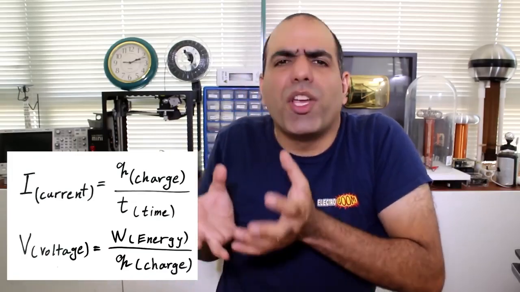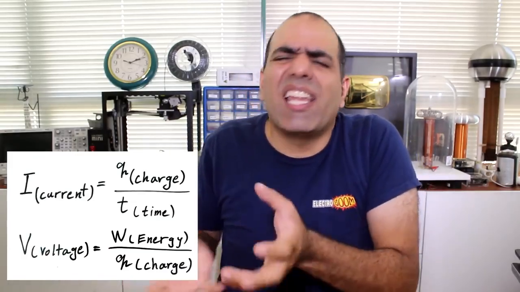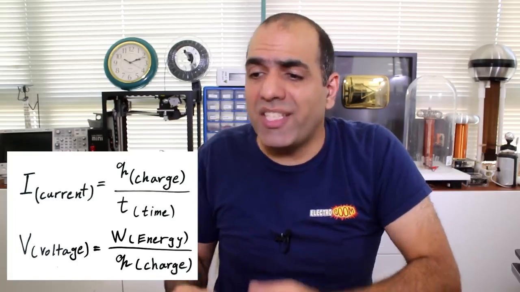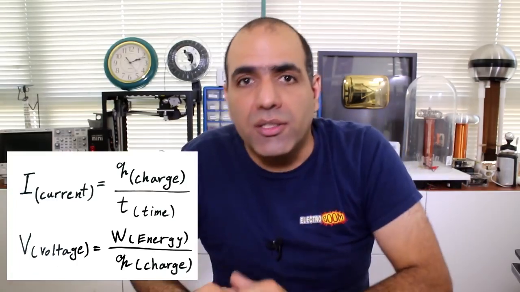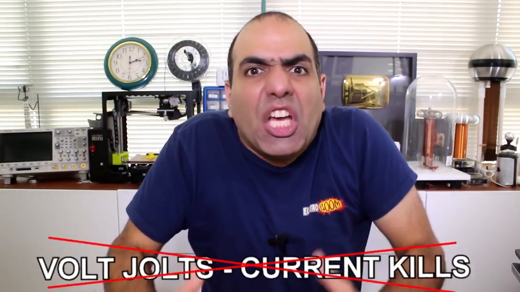I talked to you about what voltage and current are in the past video, that the current is the amount of flowing charges per second, mainly electrons in a wire, and voltage is the available energy per unit charge that moves charges and creates current. Stop saying volt jolts, current kills, okay?